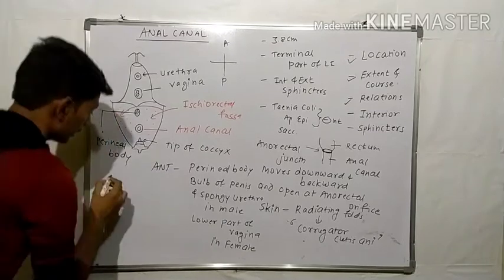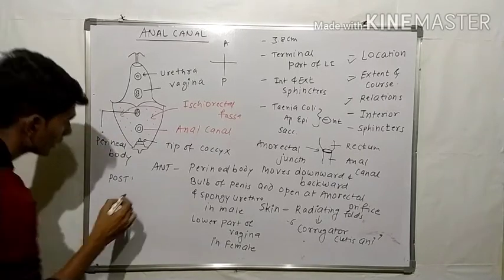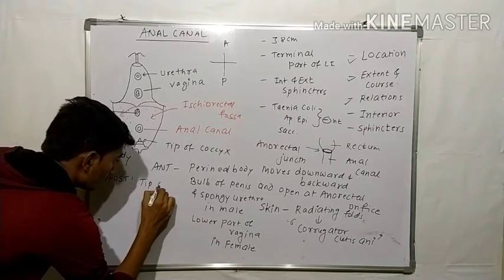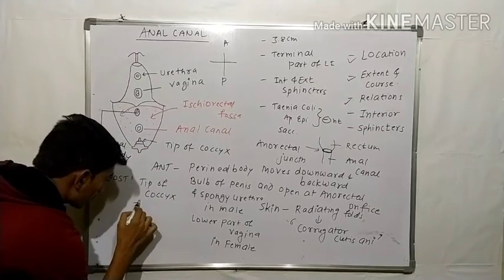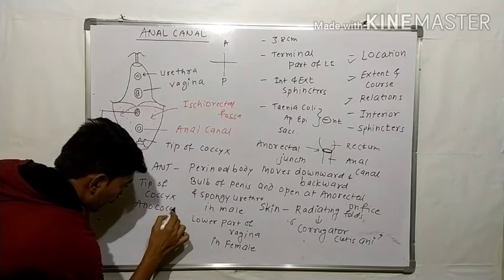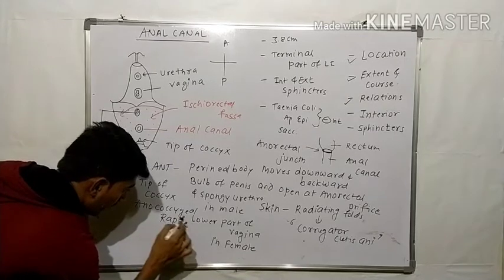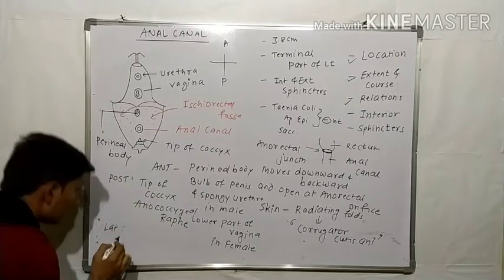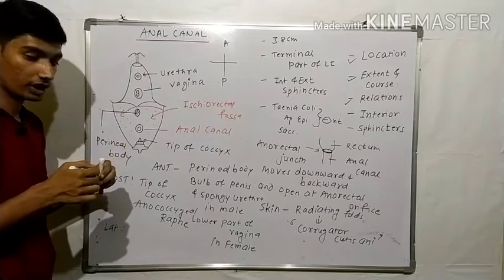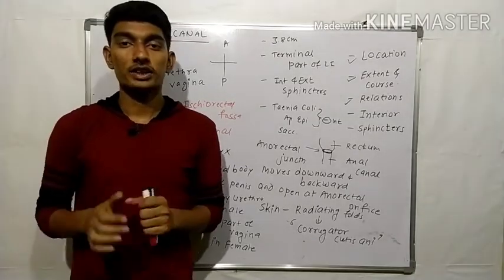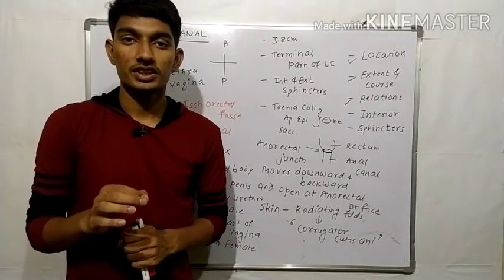This one is anteriorly, and posteriorly this is the tip of the coccyx, and one more structure which I have not shown here, the anococcygeal raphe. And laterally, the ischiorectal fossae. Now these are the relations of the anal canal. We have discussed the relations of the anal canal.